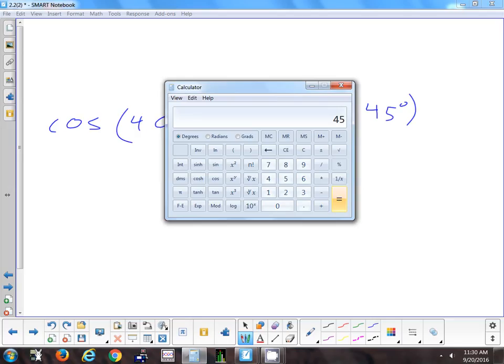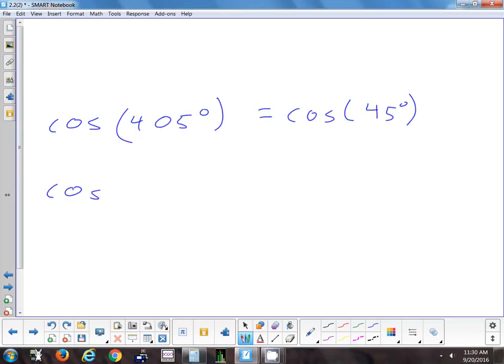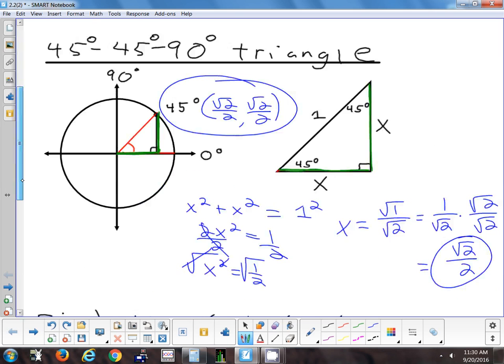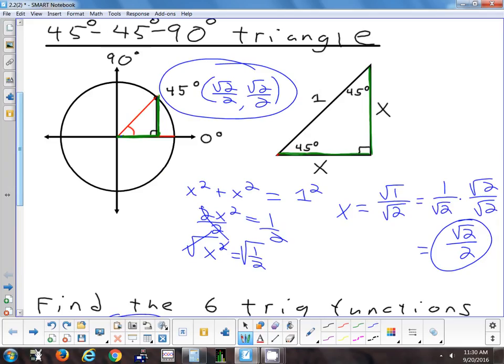They could give it to you in radians. If they say find cosine pi over 4, and you're not sure what pi over 4 is, change pi over 4 to degrees, and you'll see that it's 45. So all the same things still apply. You might have to add 360, subtract 360, or change radians to degrees. Any questions on working with the 45, 45, 90 triangle?